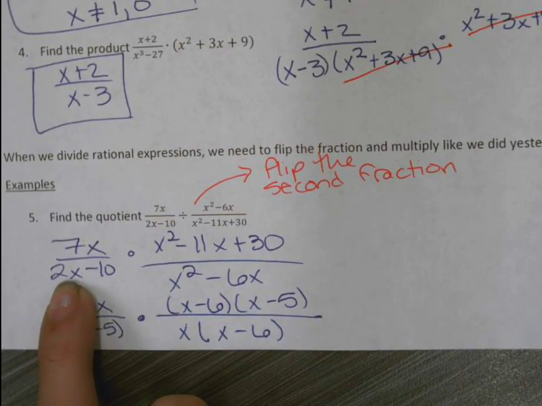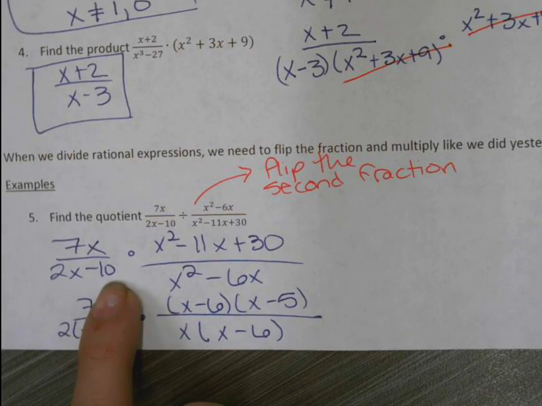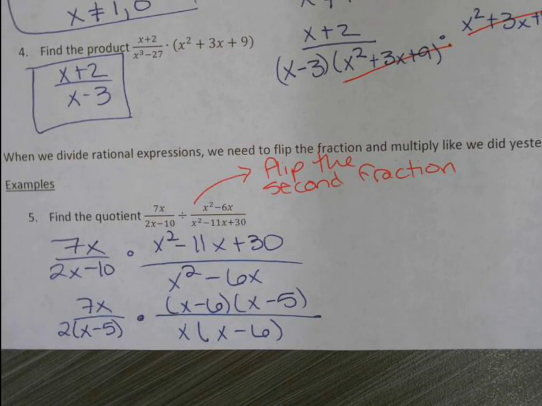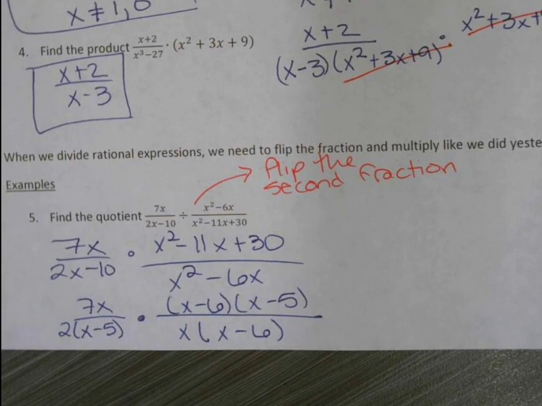What's 2x divided by 2? What's 10 divided by 2? So I pulled out the 2 because... because I didn't divide it, I just pulled it out.